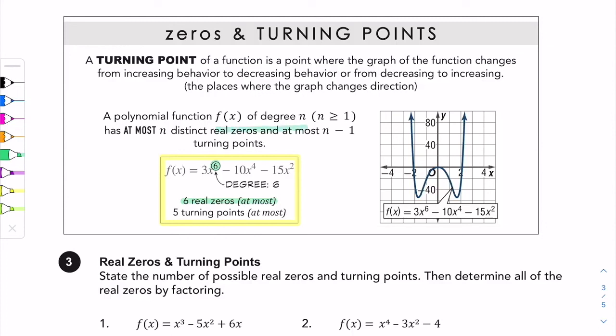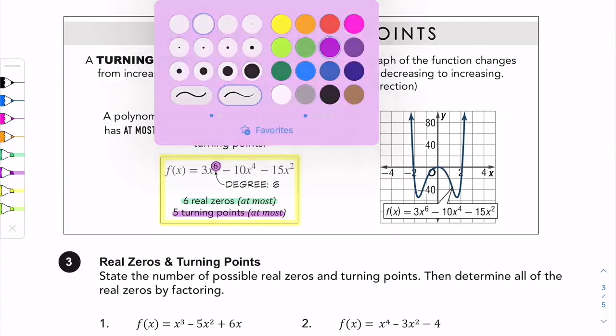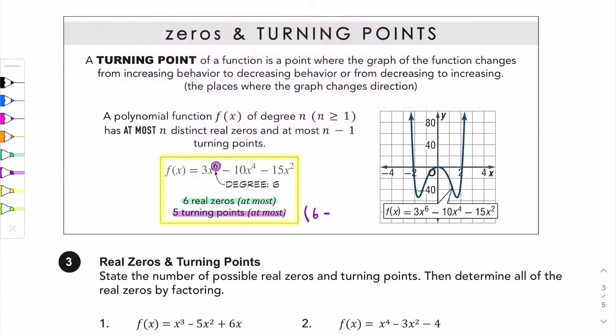It also says it has at most n minus 1 turning points. So once again, if the degree is 6, then it can have at most one less than that for turning points, which would be 5 turning points. And that's determined because it is 6 minus 1. 6 minus 1 equals 5. Okay, that's not telling you that it has 5 turning points. It's telling you that the maximum number of turning points that that function can have is 5.